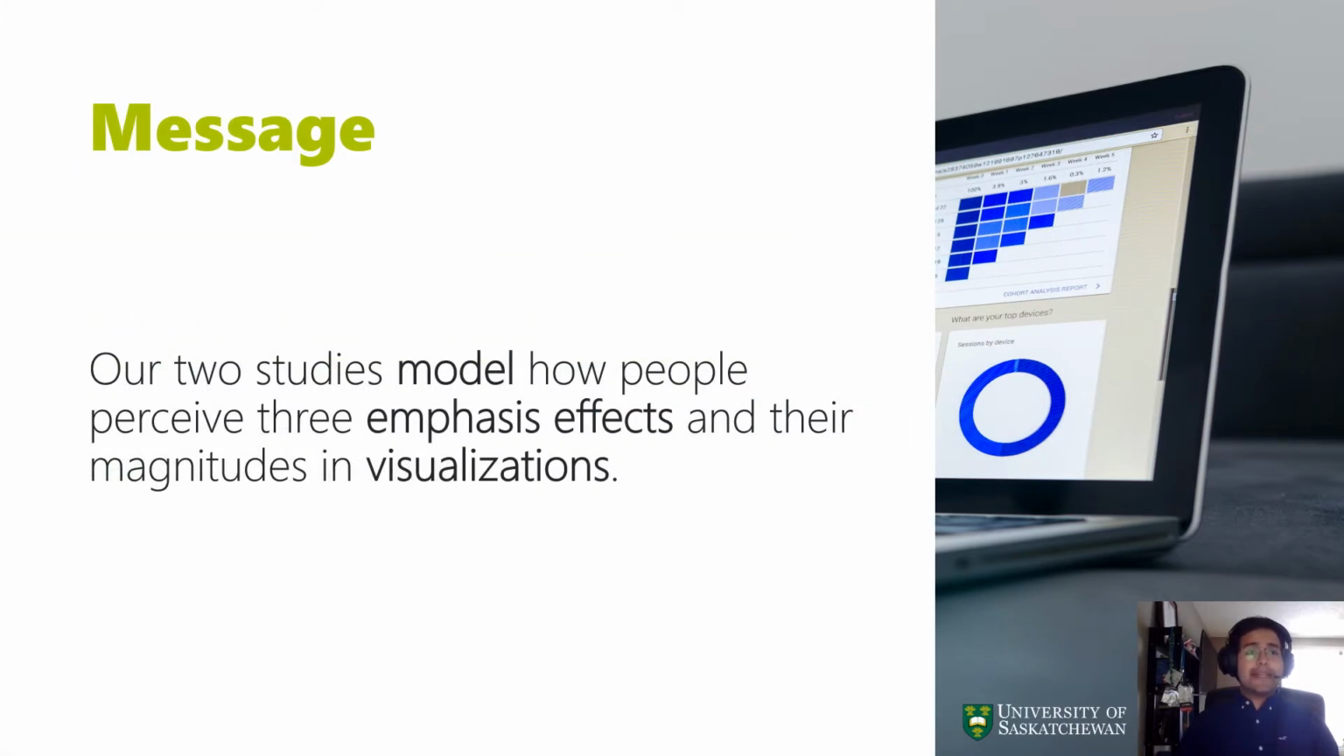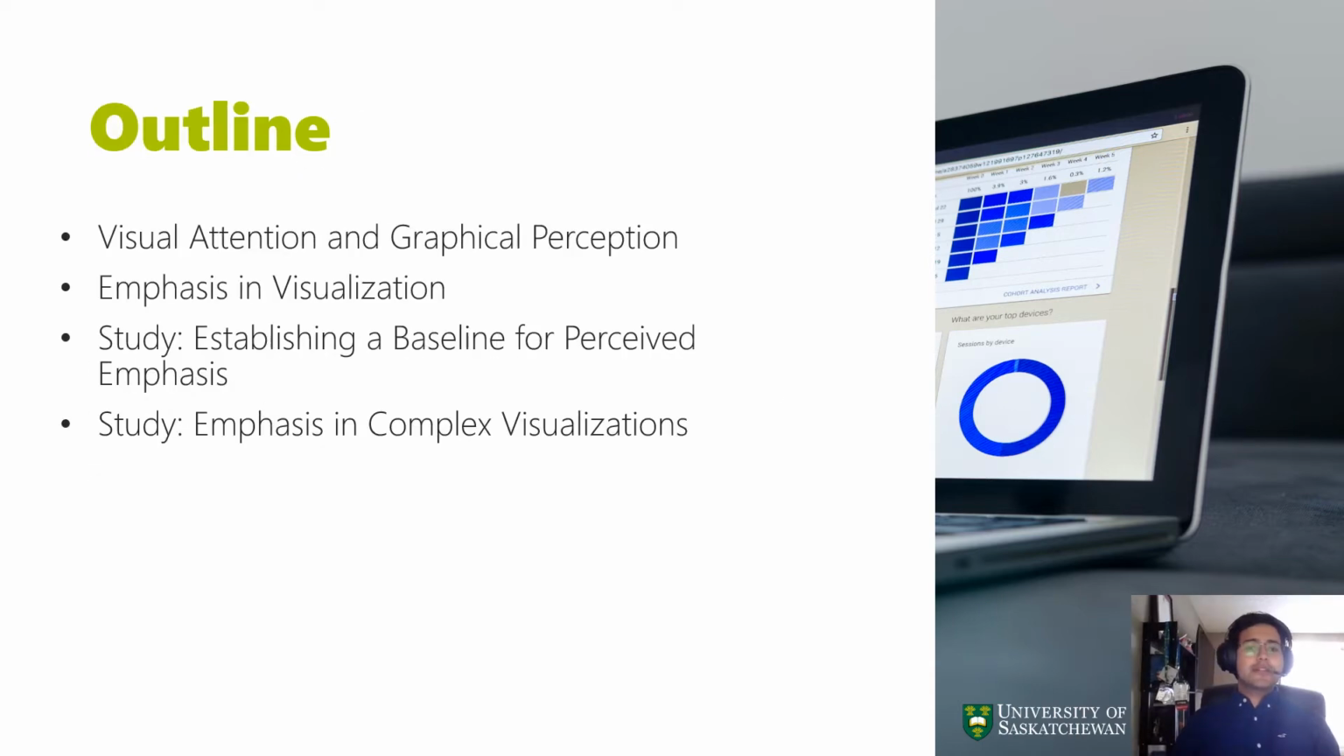So, what's the main takeaway from our paper? Well, through two user studies, we model how people perceive three emphasis effects and their different levels of magnitudes in visualization. So here's a brief outline of the rest of the video. First, I'll provide some background on visual attention and graphical perception and how that relates to emphasis. Then I'll describe both of our studies, what we found, and how we model these visual effects.